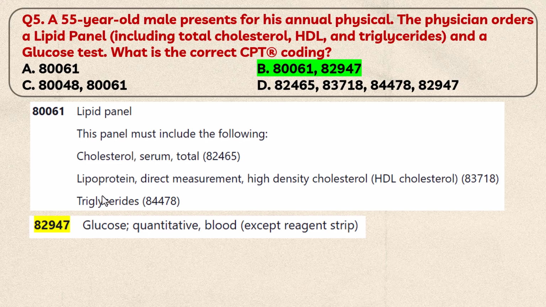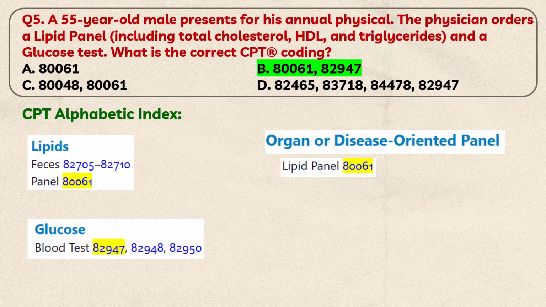So if you want to find the answer using the CPT alphabetic index, first go to the CPT alphabetic index. For the lipid panel, you have to go for the main index term lipid, then go for the subterm panel. It will lead you to the code 80,061. Or else for these panels, you can use the main index term organ or disease oriented panel. It will list all the panels. So here the subterm lipid panel, it is 80,061.